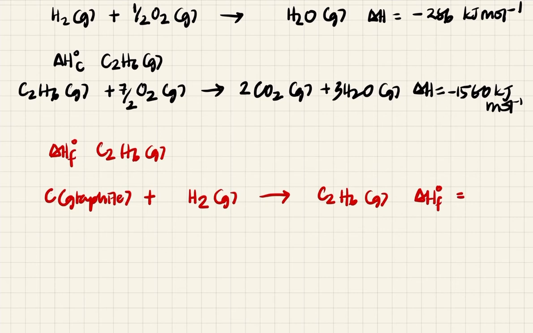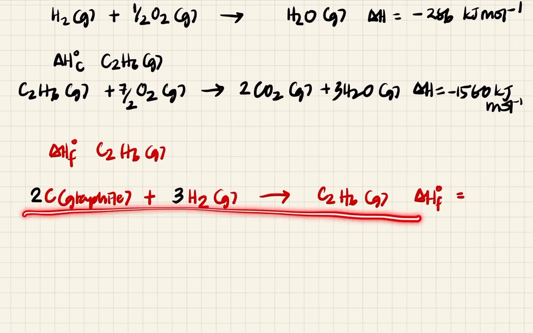Now we need to balance our chemical equation. Here we have 2, here we have 6. Here we have 2 hydrogens, here we have 1 carbon. So first you're going to balance your carbon. So we have 2 carbons, and then we need 3 moles here to have 6 hydrogens. So that will be your target equation.